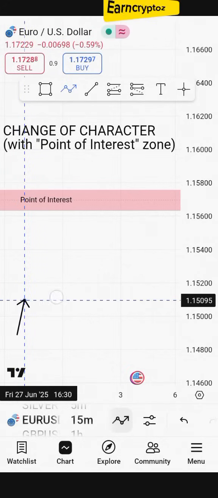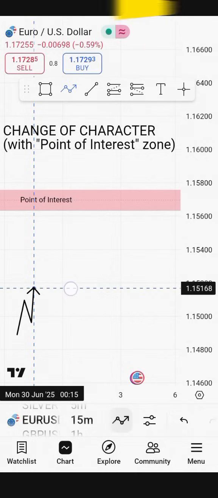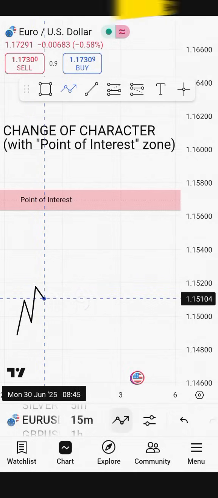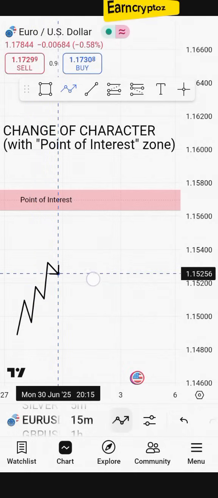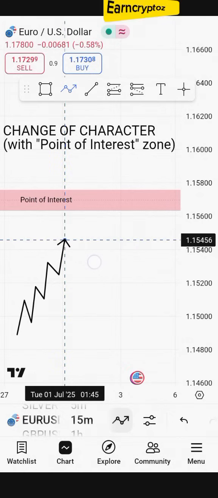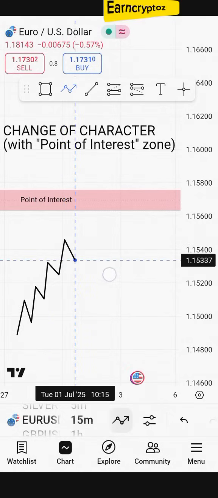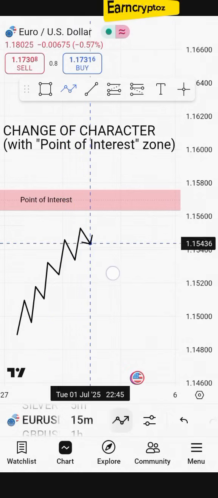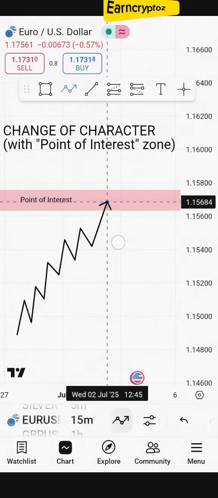Yes, so in this video you learn change of character with point of interest. The point of interest is basically the value zone where we are looking to take trades. So when price comes to that zone, there's something that happens right there.